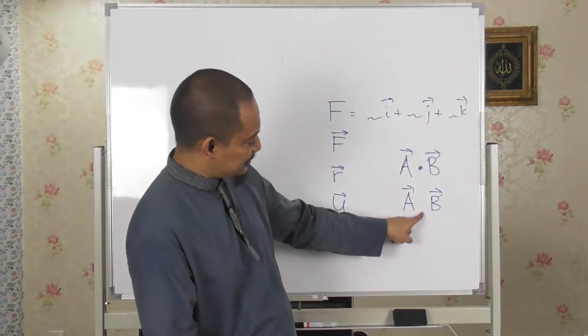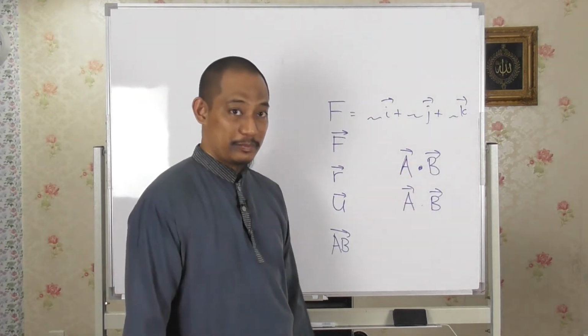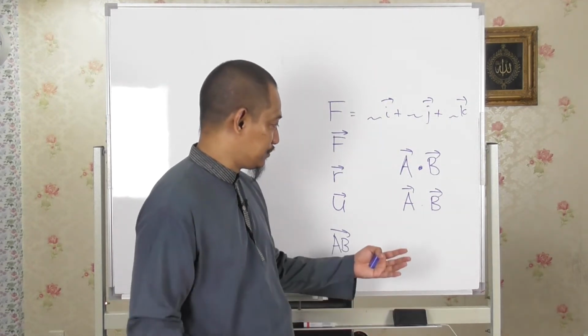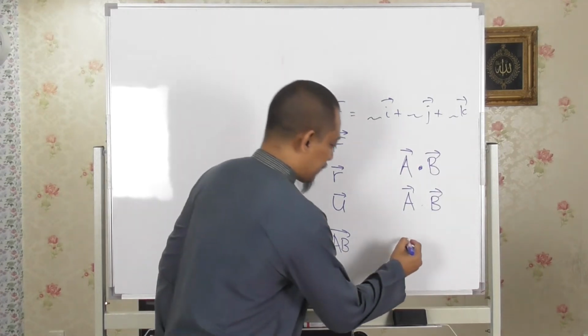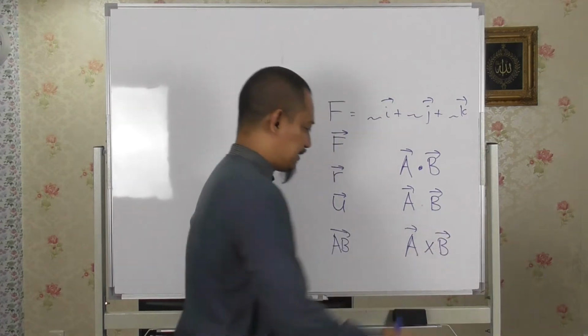This one, is it dot? Is it multiply or what? I'm not sure. So make sure you express it properly if you want to mean dot. If you do not want to mean dot, no. Right? So you have to know where dot is used, right? Another thing is cross product, right? A cross B. This is cross.